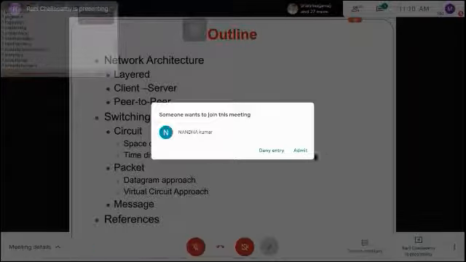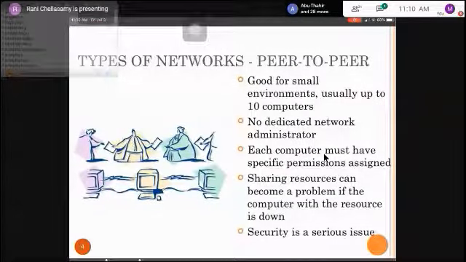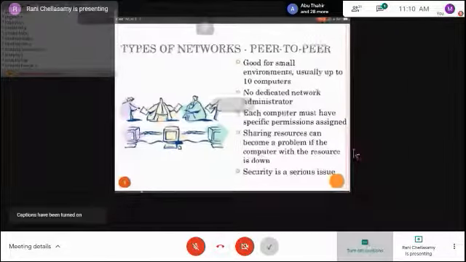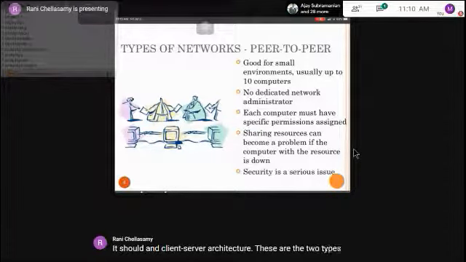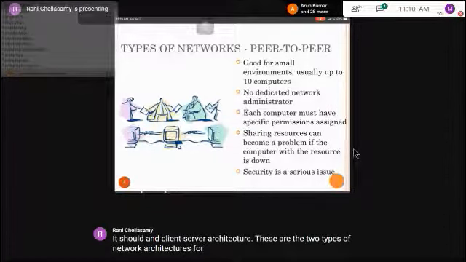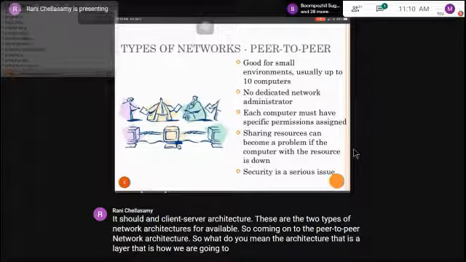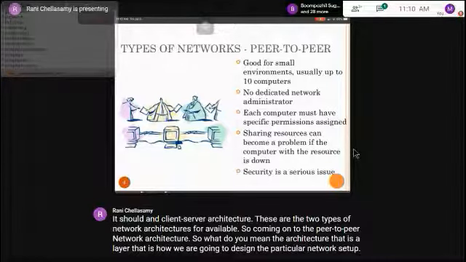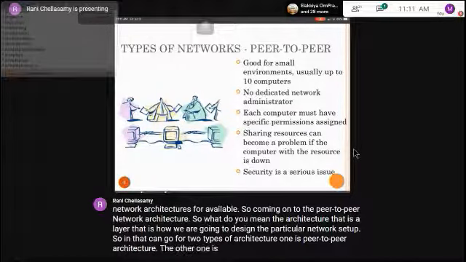The types of network which we have seen in the previous session are peer-to-peer architecture and client-server architecture. These are the two types of network architectures available. What I mean by architecture is the layout, that is, how we are going to design a particular network setup. In that, you can go for two types of architecture. One is peer-to-peer architecture, the other one is client-server architecture.